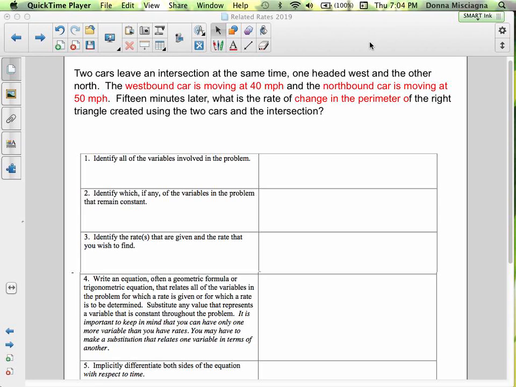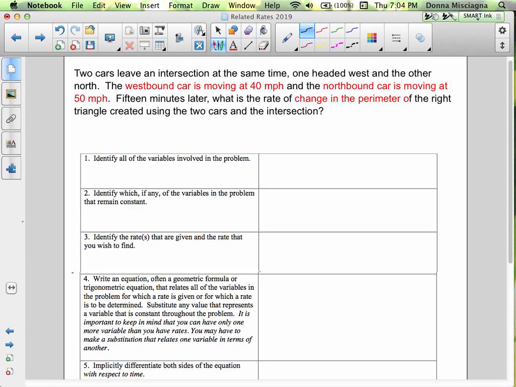Let's solve another related rate problem. So two cars leave an intersection at the same time. One headed west and one headed north. Together, those two cars create a right triangle.